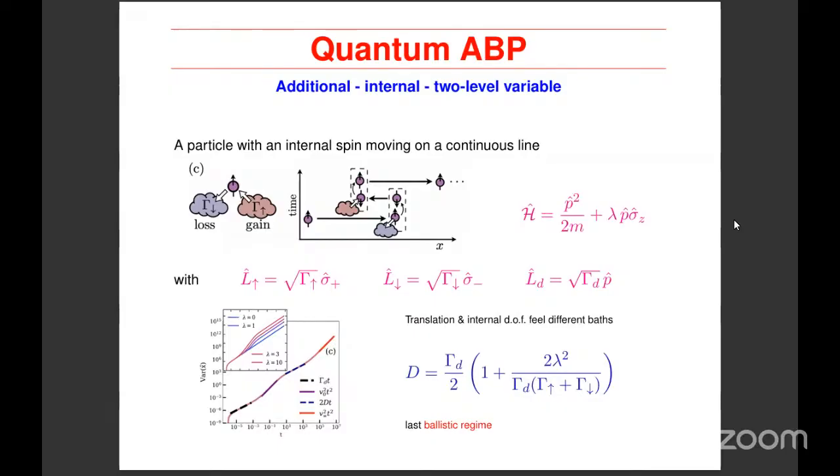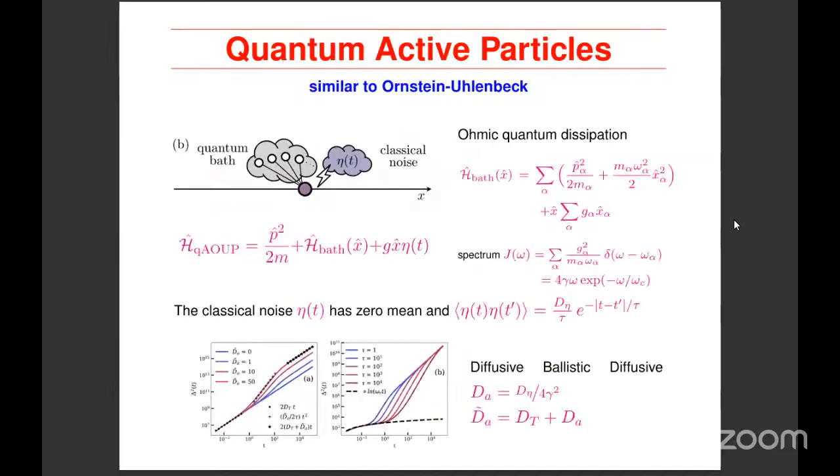And both in the previous case and in this one, I can compute the diffusion coefficient in the last diffusive interesting regime, which would be the equivalent of the D_A that I had previously. And for example, for this problem, I can see how it depends on the parameter lambda, which is the strength of the coupling between spin and momentum, and the Lindblad coefficients of the coupling to the bath that I have over there.